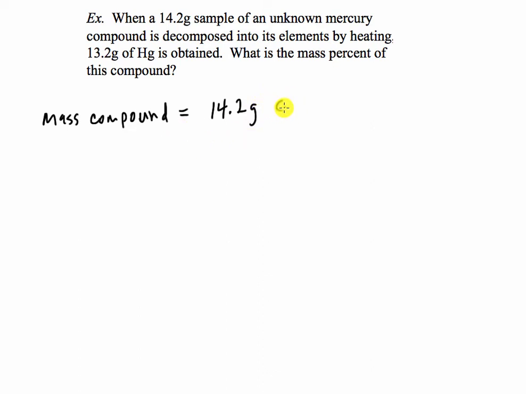So here's the mass of the compound in grams. What they tell me is when I decompose it, I'm going to break it down into mercury and some other substances. Okay, so we know that it's made up of mercury. So we have the mass of the element.